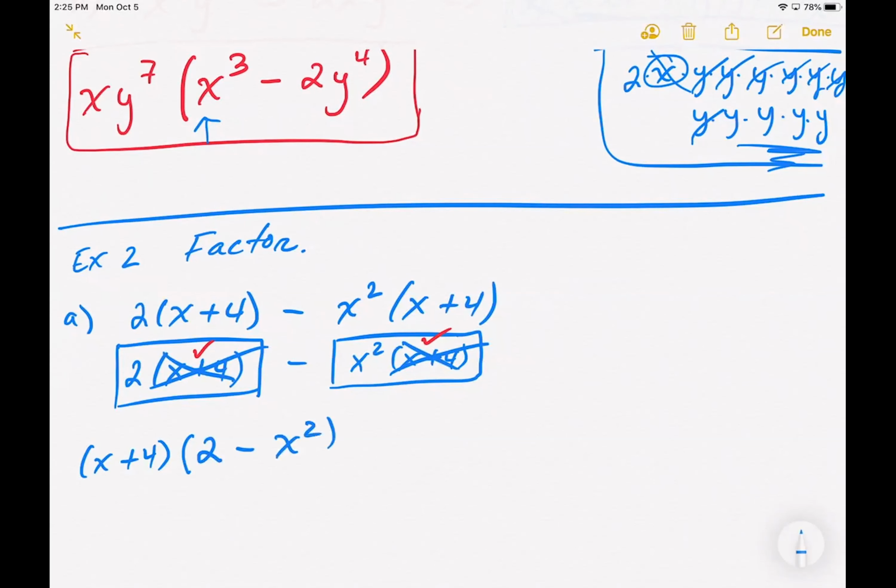And this, ladies and gentlemen, is all that they ask you to do. All that they ask you to do is look at the 2 items you have.